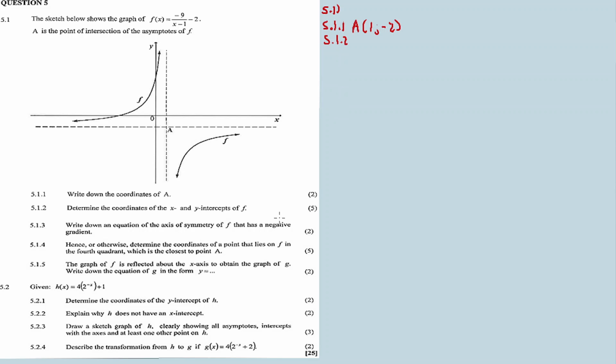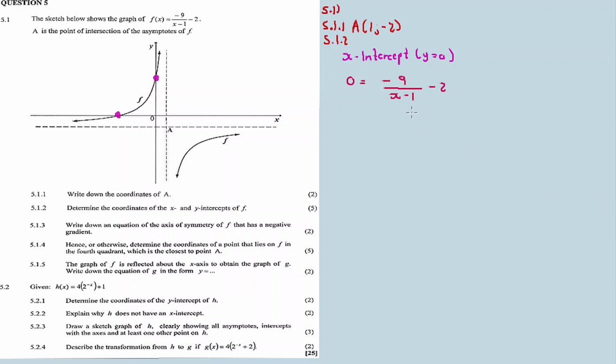And then 5.1.2: determine the coordinates of the x and y intercept of f. Alright. So we want this coordinate as well as this coordinate, right? Okay, 5.1.2, let's start with the x intercept. We let y be equal to 0 for the x intercept, and then f of x is replaced by 0.